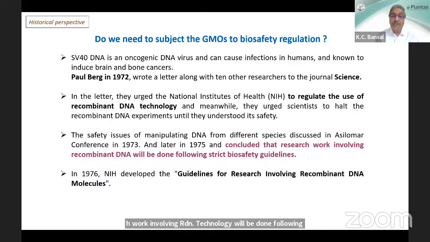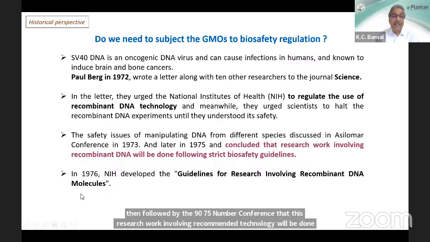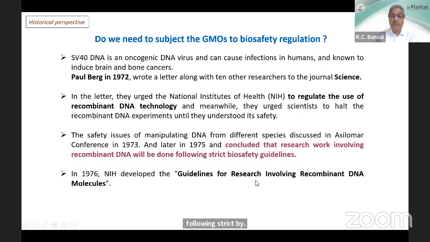So that was the great message which emerged out of these various discussions right from 1973, followed by even a Gordon conference, and then the 1975 Asilomar conference, that research work involving recombinant technology will be done following strict biosafety guidelines. And NIH in 1976 developed these guidelines for research involving recombinant DNA molecules. That's how the biosafety regulation of GMOs started. And these guidelines developed by NIH since 1976 have been revised a number of times and are currently in use.